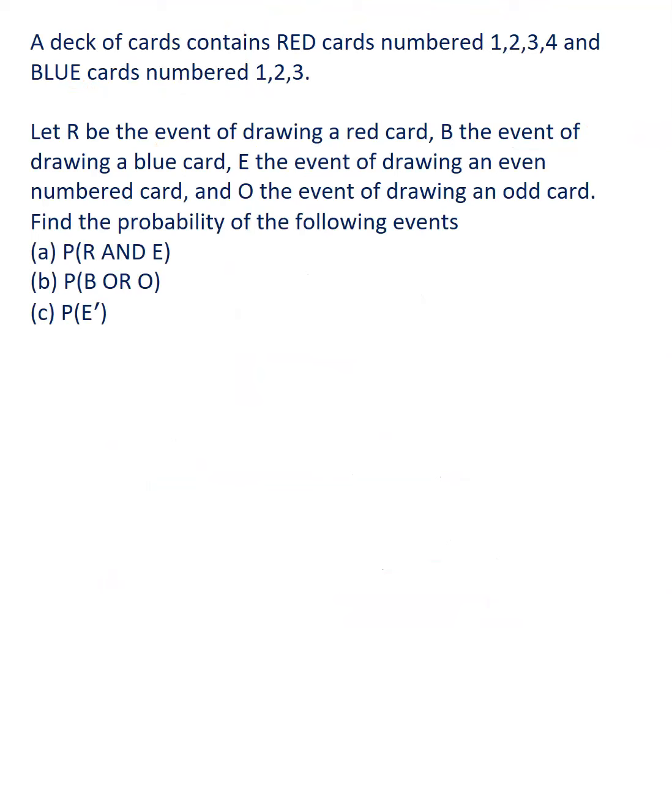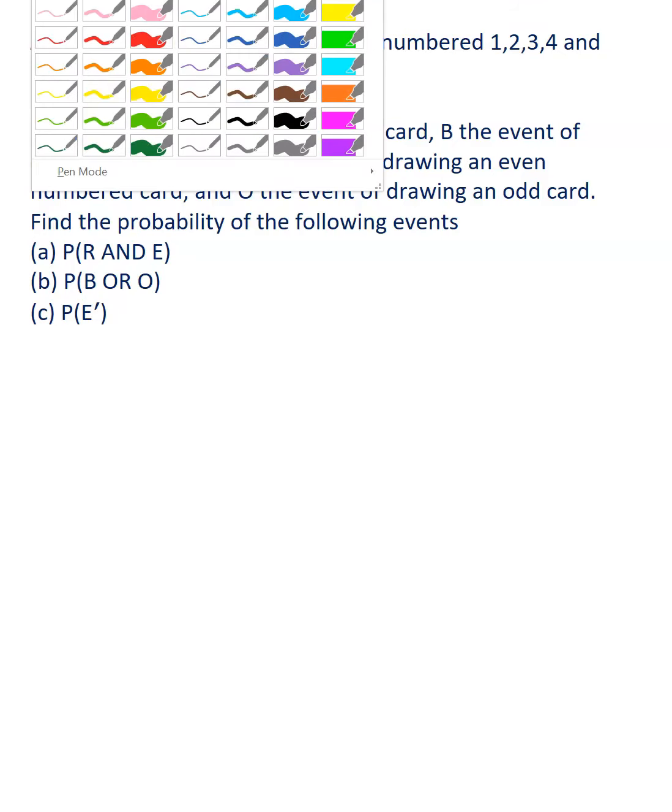A deck of cards contains red cards numbered 1, 2, 3, 4 and blue cards numbered 1, 2, 3. Let R be the event of drawing a red card, B the event of drawing a blue card, E the event of drawing an even numbered card, and O the event of drawing an odd card. Find the probability of the following events. Okay, we'll get to A, B, and C. First, let's try to understand what we have. Okay, if it helps at all, you can always bring in visuals.